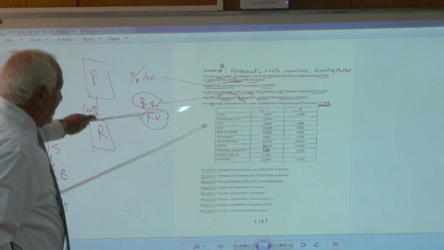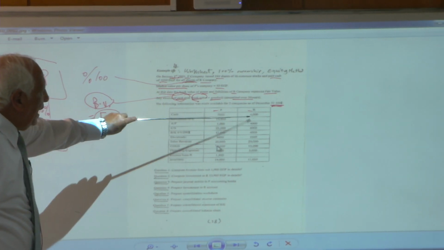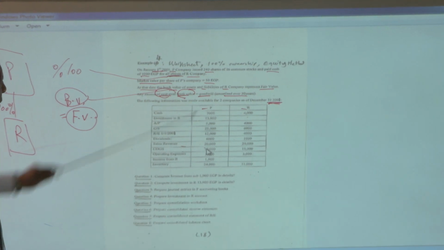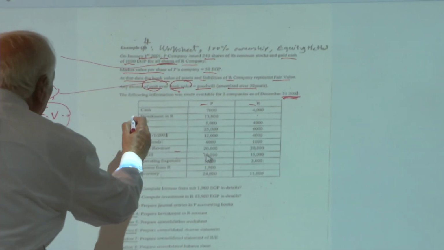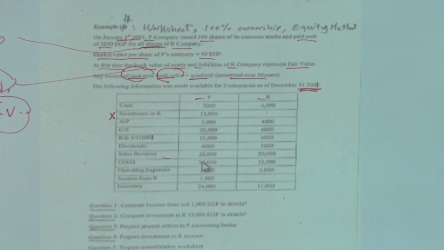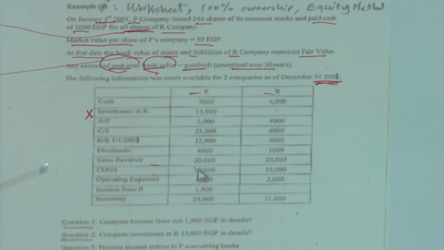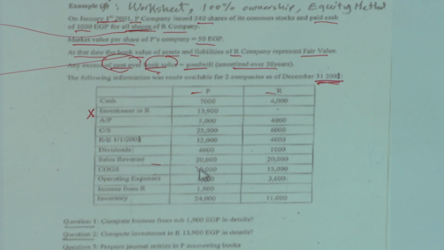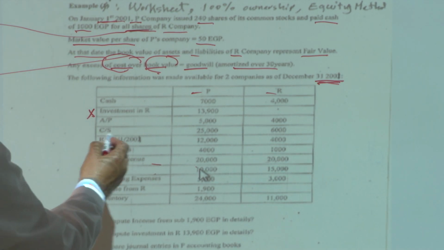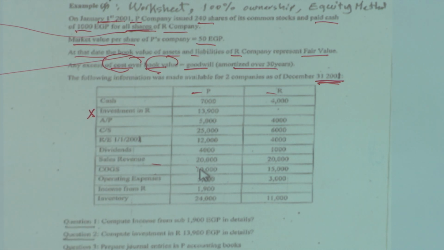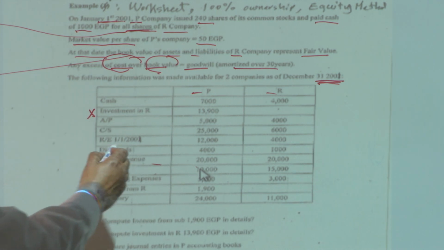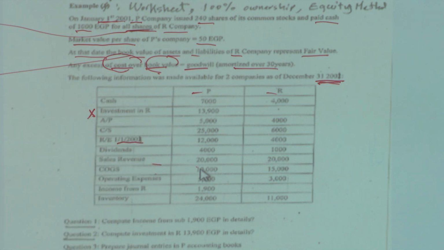Look again: cash for company B and company R, and investment in R. Besides this one, you put X. We'd like to know what this investment is. AP means accounts payable, and CS means the common stock of company B. And RE, January 1st, the beginning retained earnings, for company B, and dividends for company B and company R. Sales revenues, remember, belong to the income statement: 20,000, 20,000.